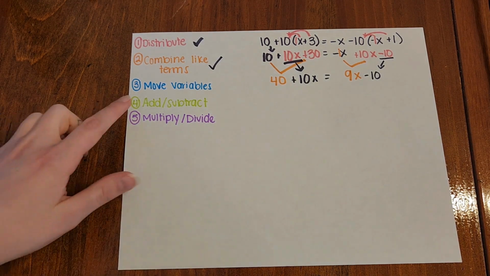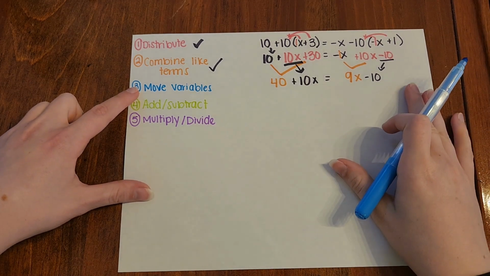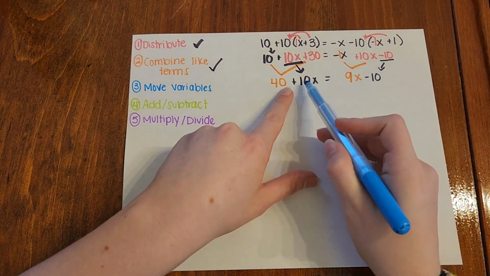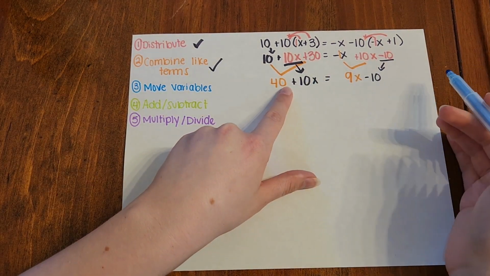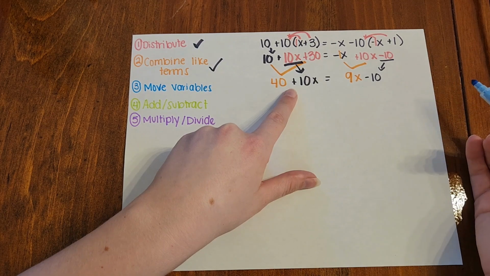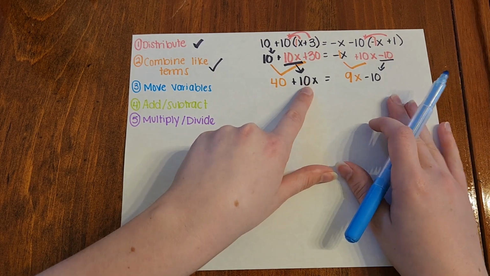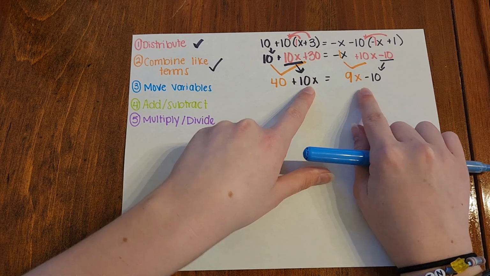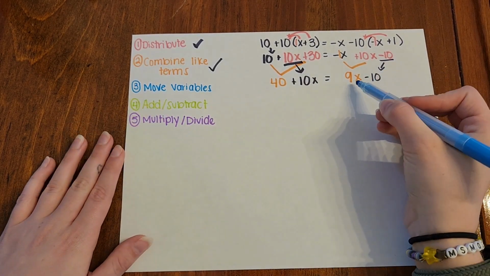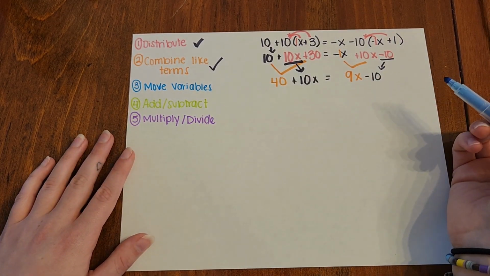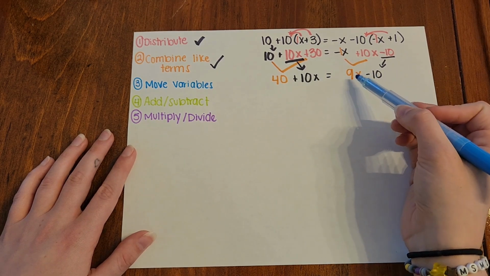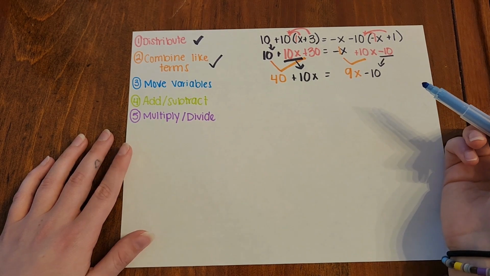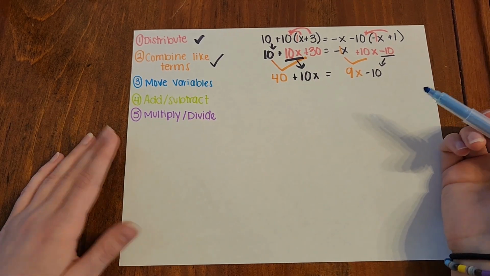Moving on to our third step of moving variables, we're going to look at where we have variables. Variables are pretty much just our letters or symbols that aren't represented by numbers. So we have 10x over here and 9x on this side of our equation, and we want to combine them together and put all of our x's together on one side. We can move the 10 or we can move the 9. It depends on what is your preference.